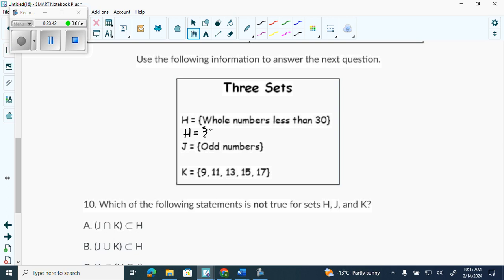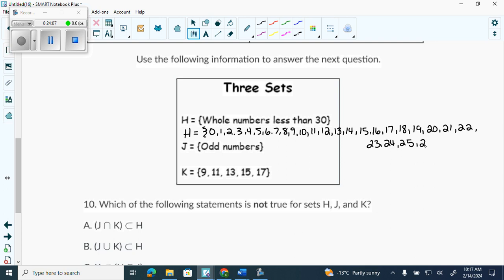So I'm going to go 0, 1, 2, 3, 4, 5, 6, 7, 8, 9, 10, 11, 12, 13, 14, 15, 16, 17, 18, 19, 20, 21, 22, 23, 24, 25, 26. Do I say 30? Where do I stop at? 29. It's true.